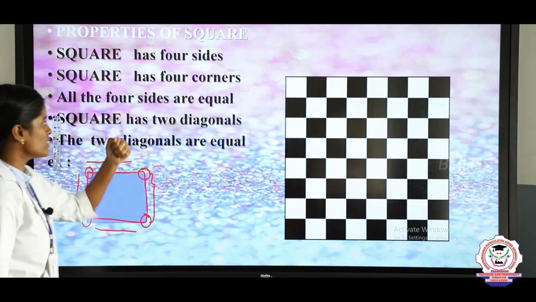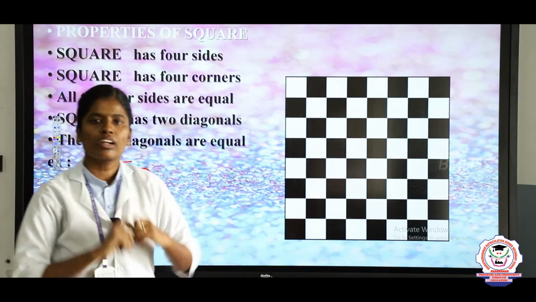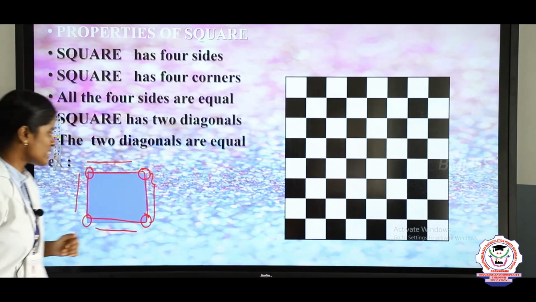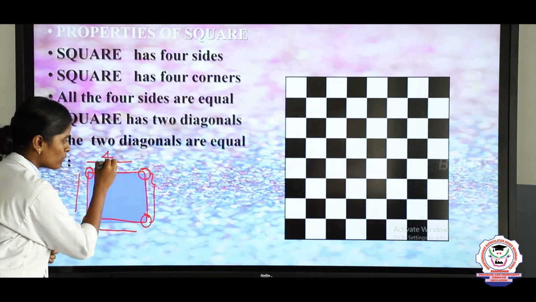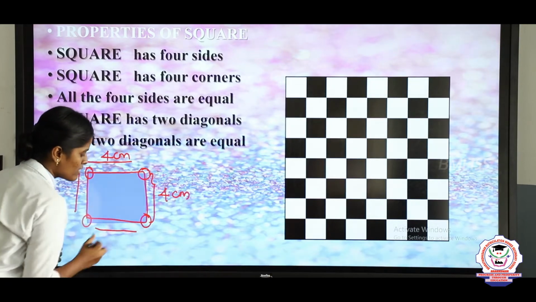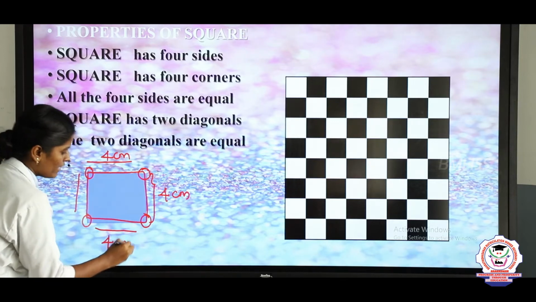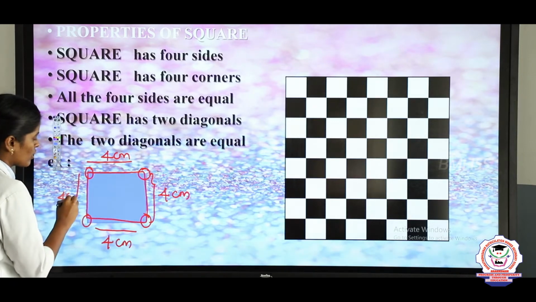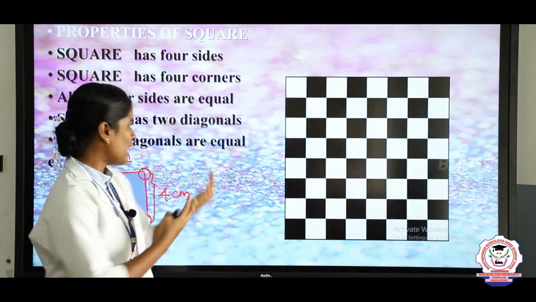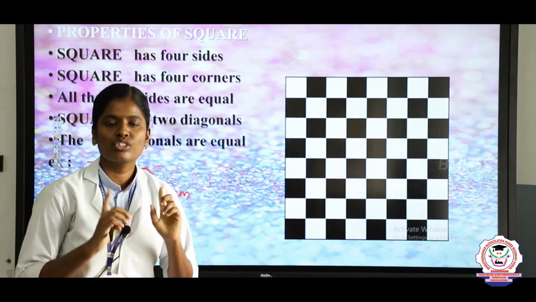The next point is all the sides of the square are equal. So for example, this is 4 centimeter, this is also 4 centimeter, this is also 4 centimeter and this is also 4 centimeter. So our third point is all the four sides are equal. Our fourth point is square has two diagonals.